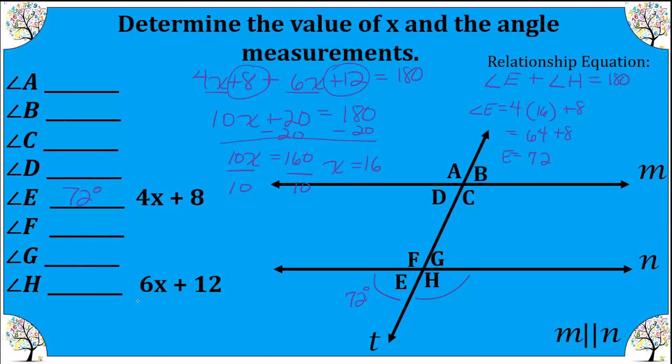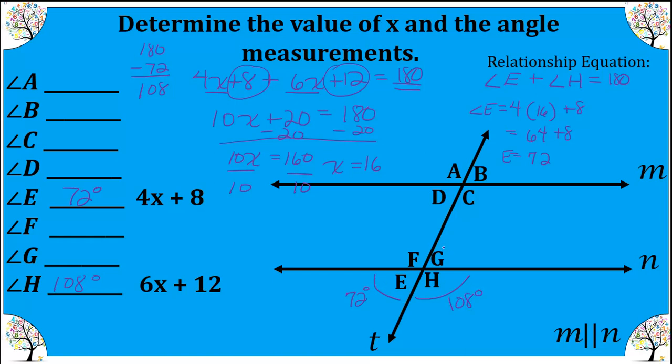We could either plug 16 in here or we could simply subtract 72 from 180 to get H because we know they are supplementary. So that's what I'm going to do. So 180 minus 72 is going to be 108. So H is 108.